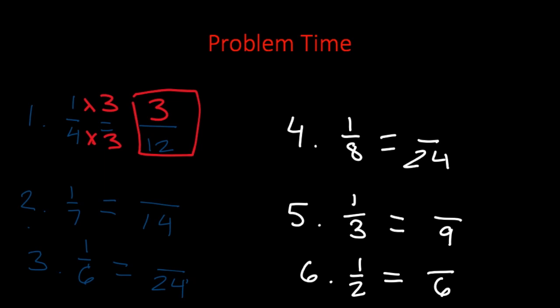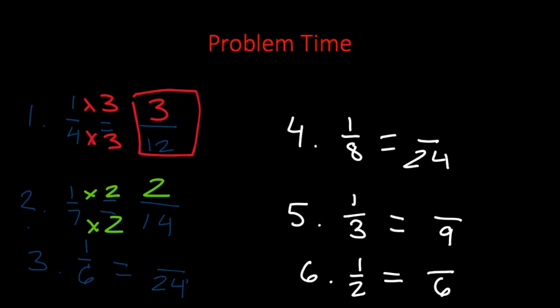Next problem. 1/7. What did we do to get 7 to 14? Well, we multiplied 7 times 2 to get to 14. That means whatever we did on the bottom, we also do on the top. So 1 times 2 equals 2. Now, why do I keep on saying whatever you do on the bottom, you do on the top? Because sometimes kids forget to do that, and your problem becomes wrong. And I don't want you guys to get your problems wrong and then get a bad grade. So I want you to always remember, whatever you multiply on the bottom, you also have to do on the top.